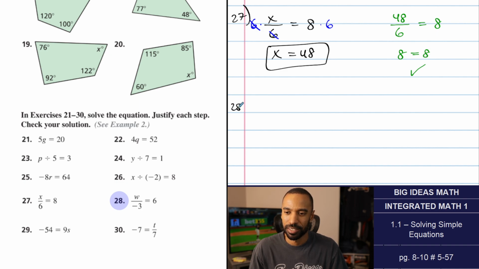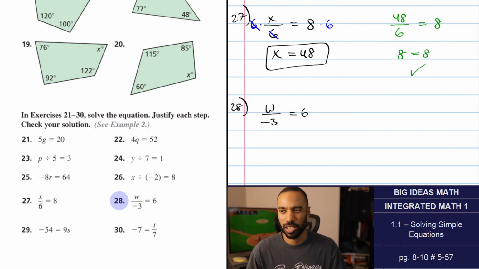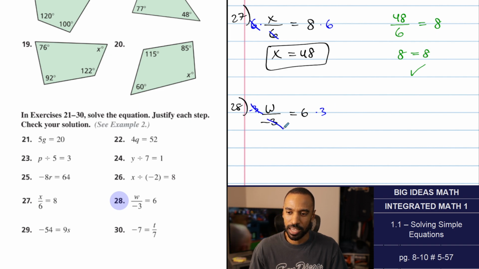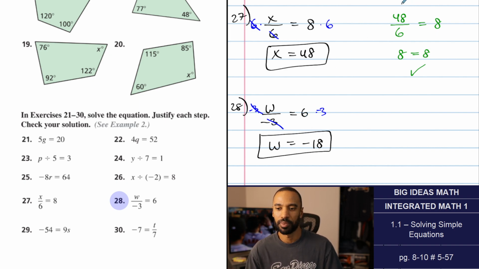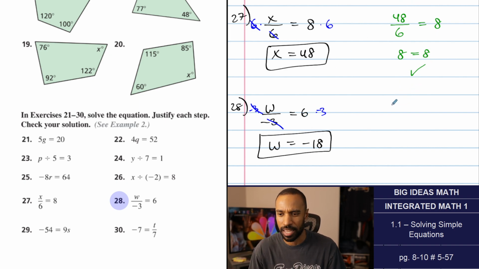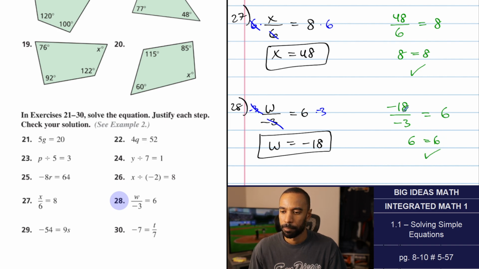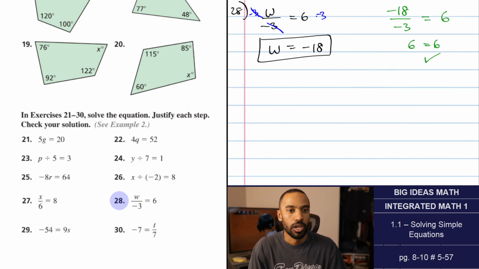Number 28 has w over negative 3 equals 6. I just like solving for x personally. I don't like all these different variables. Multiply by negative 3, in this case, for the same reasons as you saw before. And, oh, I didn't put a negative here. My bad. 6 times negative 3 is negative 18. You know what? It would have showed up in the double check. If I got 18, I would have double checked and said 18 divided by negative 3 isn't positive 6, but negative 18 divided by negative 3 sure is positive 6. And it's solid. We have two more, 29 and 30.